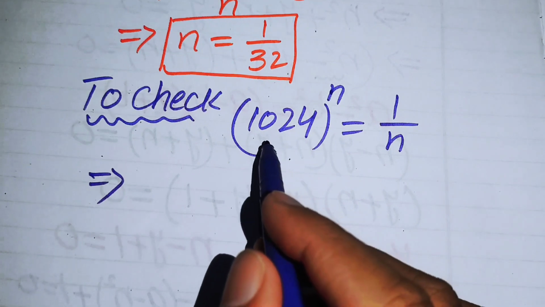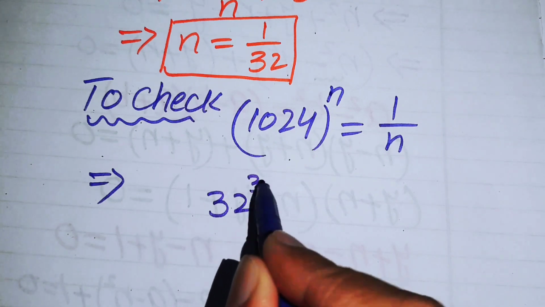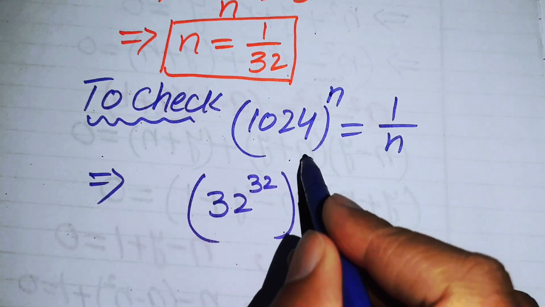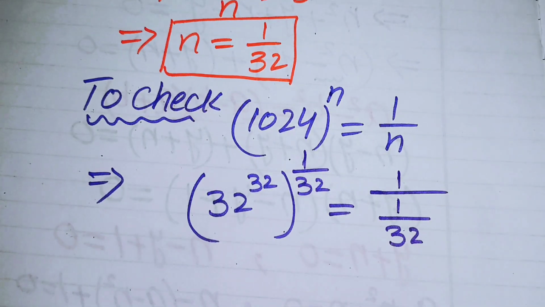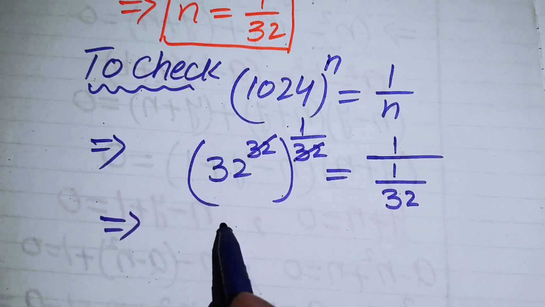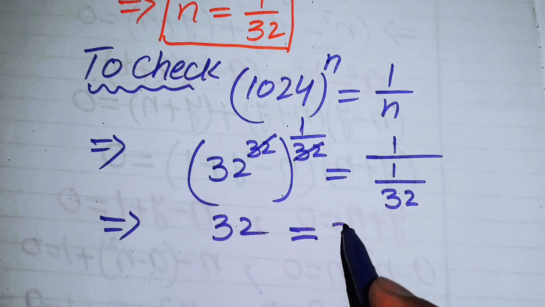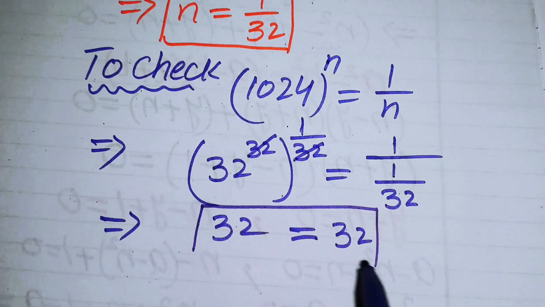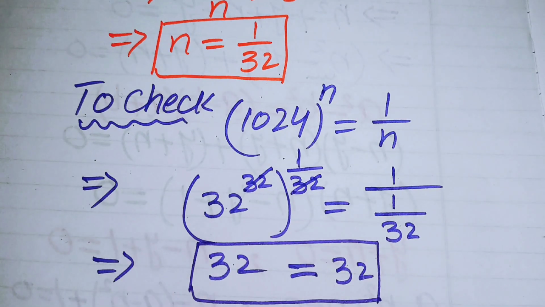Here you see that 1024 equals 32 and its whole power 32. We put the value of n, which is 1 over 32, and similarly on the right side it equals 1 over 1 over 32. So the 32 and 32 cancel, and you write 32 equals 32, since 1 over 1 over 32 gives the reciprocal, which is 32. Here you see that both sides are equal. So this shows that n equals 1 over 32 satisfies the given statement. So n equals 1 over 32 is the only solution of this problem, and this is our final answer.